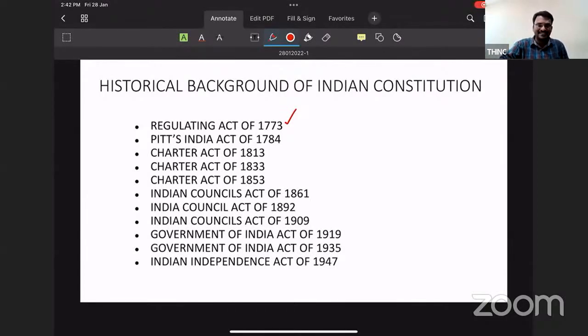The next one was Pitt's India Act. In Pitt's India Act, Indian territories under the East India Company were declared British possessions. That's the first time they said it like that. Then the Charter Act related to trade: the trade monopoly was handed over to the British through the Charter Act. In 1833 the monopoly came to have some limitations, and by 1853 a lot of the trade monopoly of the English East India Company was removed. And next, 1858, the first war of independence.